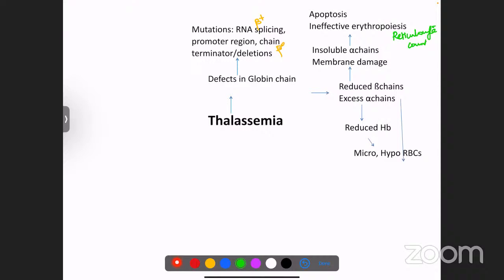Okay, so again, reduced beta chains and excess alpha chains. These excess alpha chains will be accumulating in the RBCs. So whenever we see the peripheral smear, there will be microcytic hypochromic RBCs.